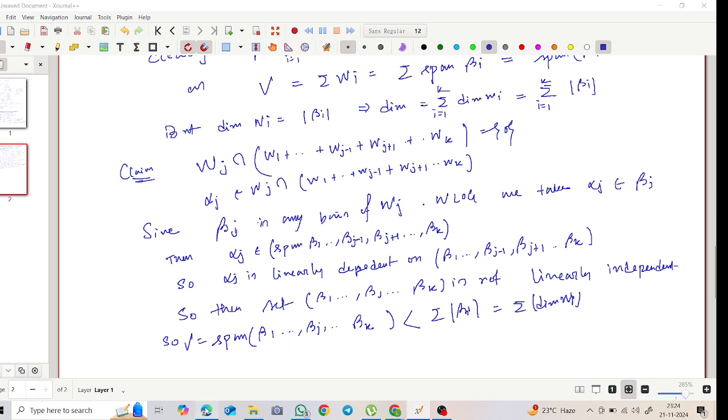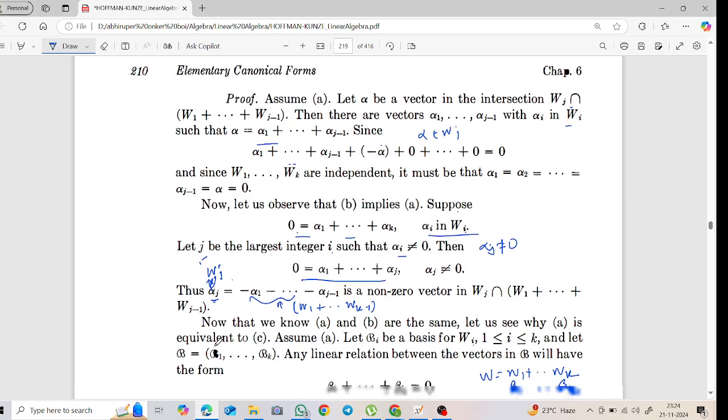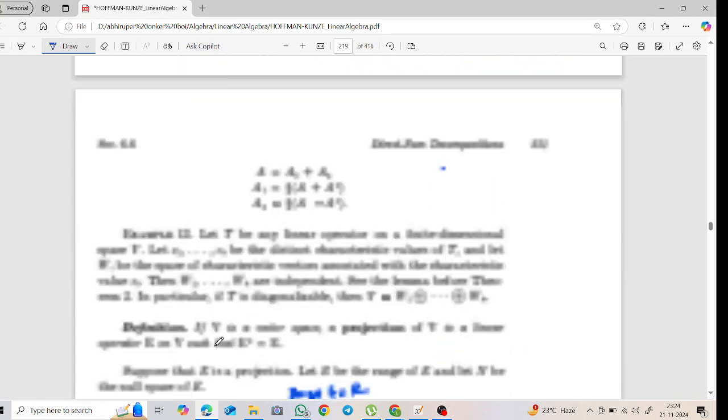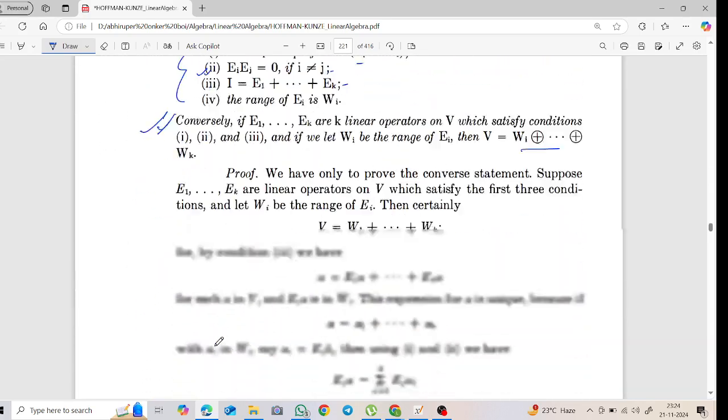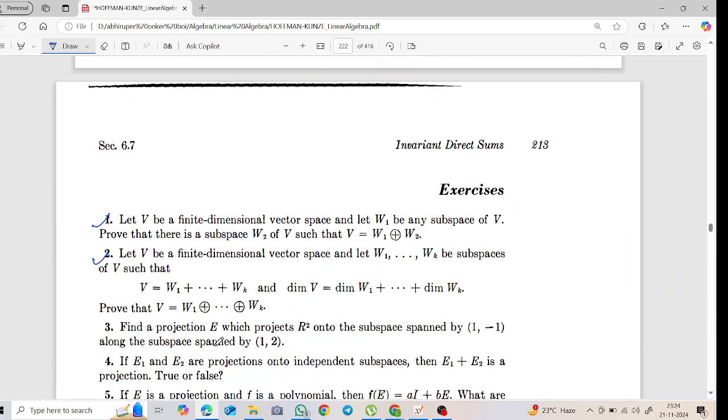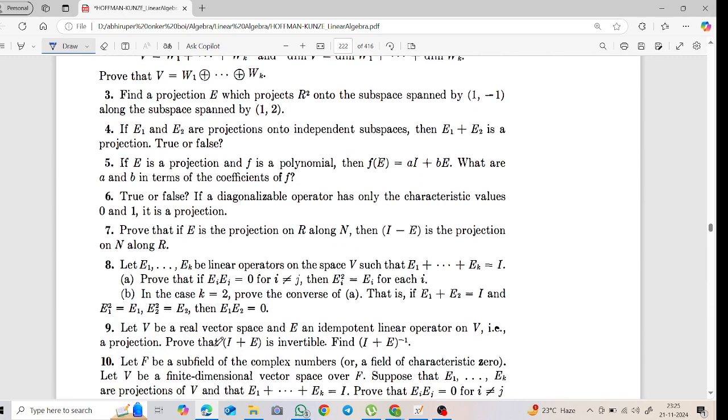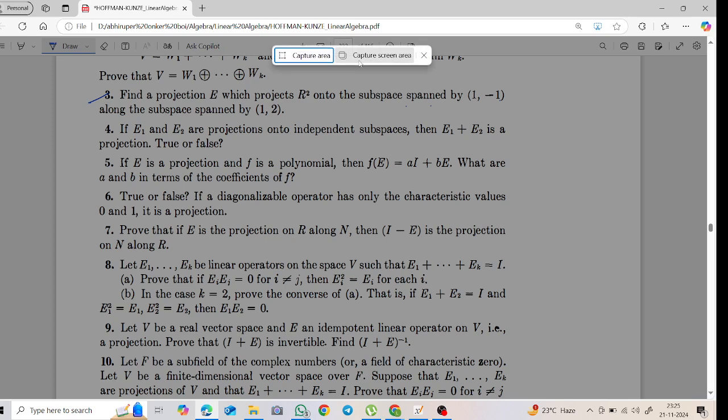Okay. So again, what about 3? Find a projection E which projects R2 onto the subspace spanned by 1 minus 1 along with this. I hope you remember the notation.